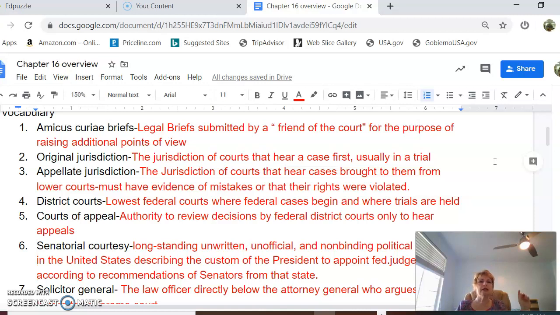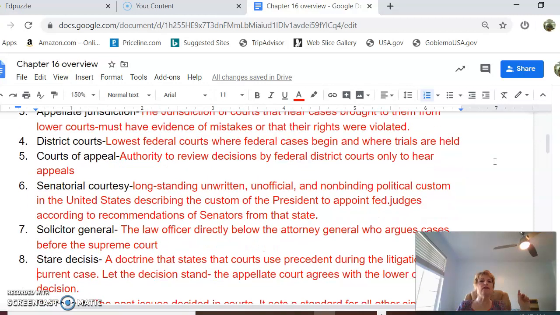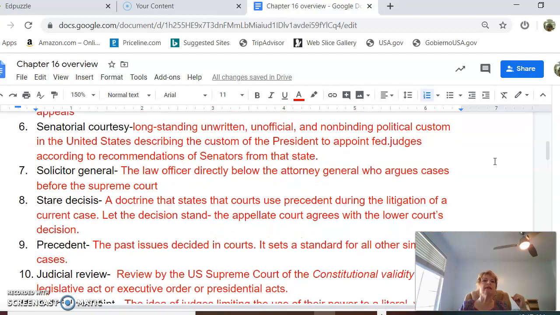Senatorial Courtesy. This is a long-standing, unwritten, unofficial, and non-binding political custom. It's just the way we do things, but we don't have to do them that way. It's not set down in law. It's just a custom, describing the custom of the president to appoint federal judges according to recommendations of senators from that state. Then there's the Solicitor General, the law officer directly below the Attorney General, who argues cases before the Supreme Court. Then we have stare decisis.